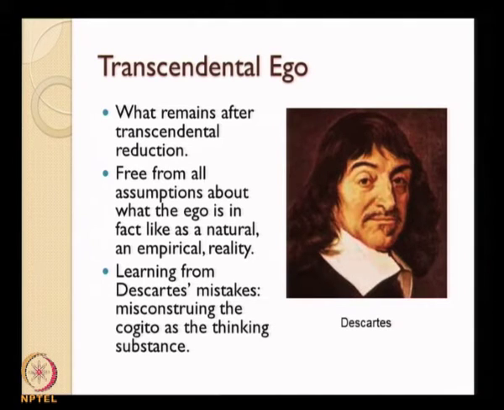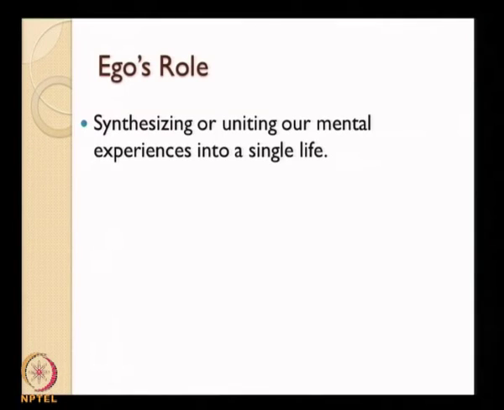So, he says that Descartes actually commits a mistake here: he misconstrued the cogito as the thinking substance, instead of going a little further, a little deeper than the cogito, and discovering that it is not just the thinking substance, but the transcendental subject. So, what is the ego's role? I have already briefly mentioned the ego's role here.